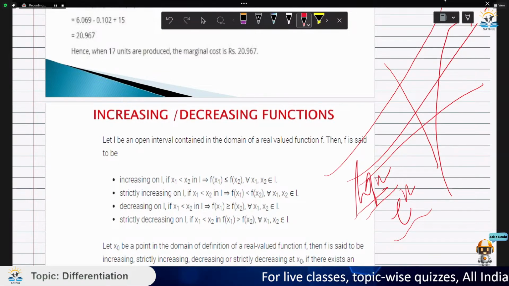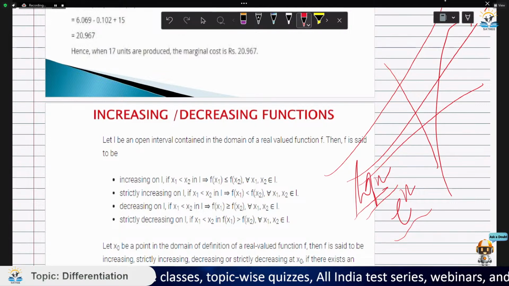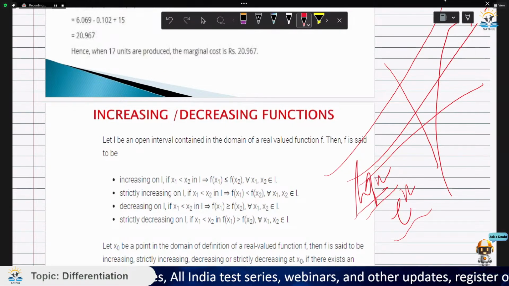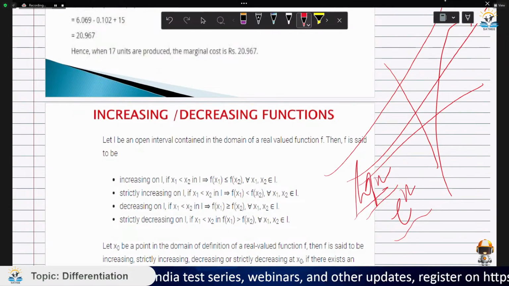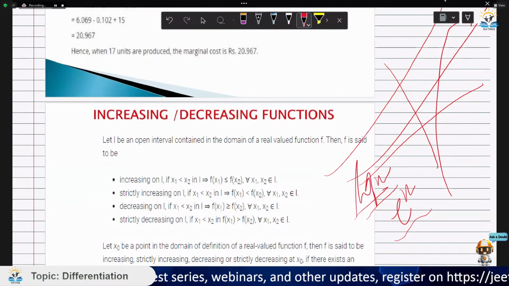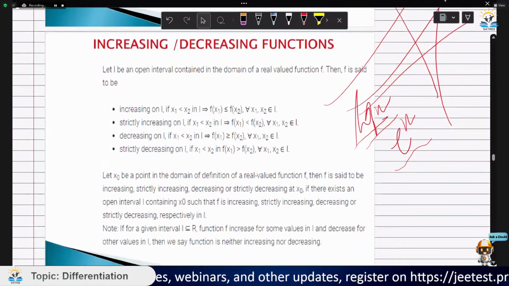Now, strictly increasing, then the equality would go out. What do we mean by strictly increasing? That f of x2 would increase always. So this is another thing that we have discussed.